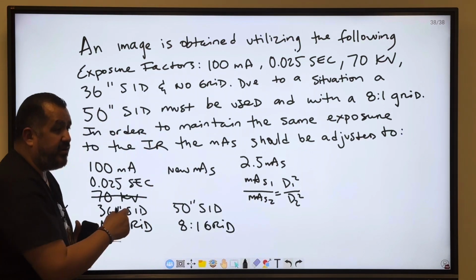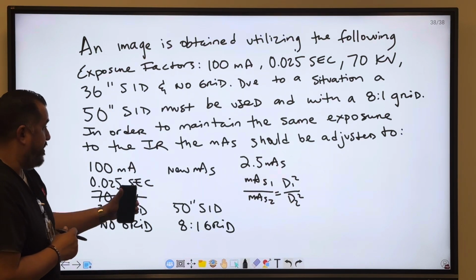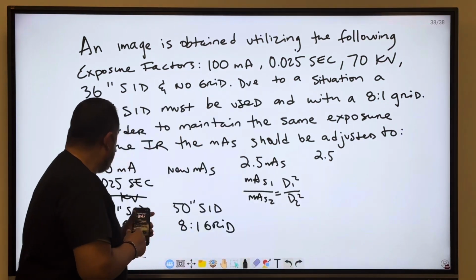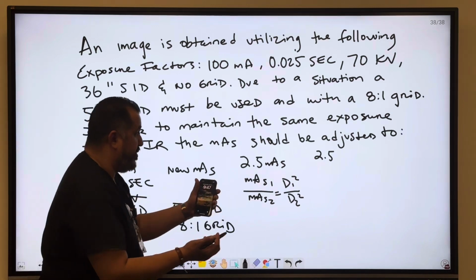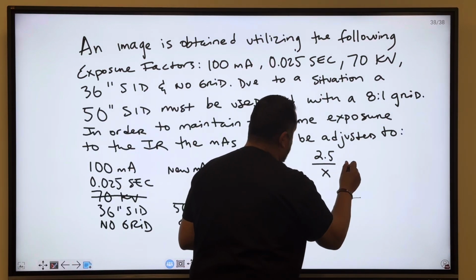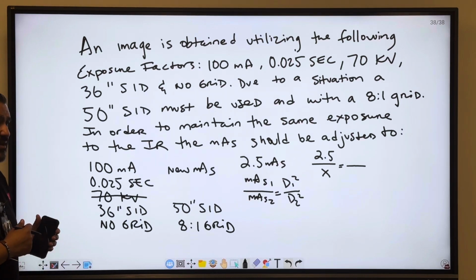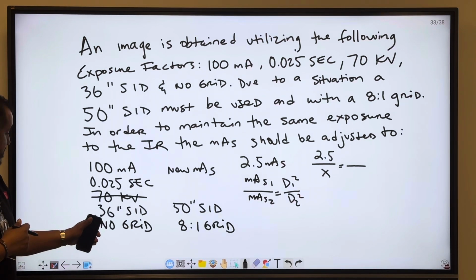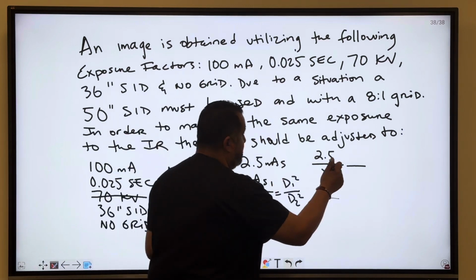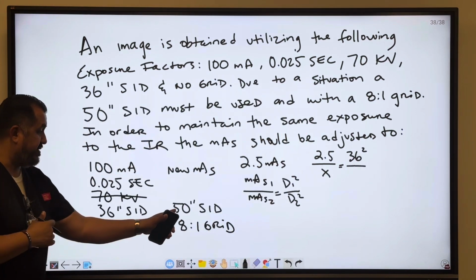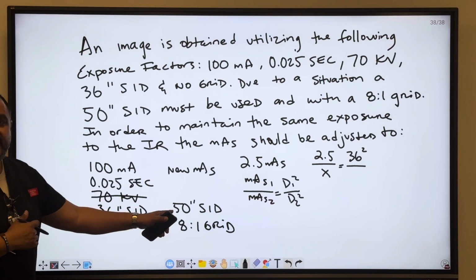So now we're going to plug in our numbers. So we got mAs 1 is 2.5. And we got your mAs 2, we don't know what it's going to be. It's going to be x. We got d1 squared. What's d1 squared? What's it going to be? It's on our first column, so it's going to be 36 squared, correct? That's d1. And d2 squared, that's the new distance, all right, is going to be 50 inches.